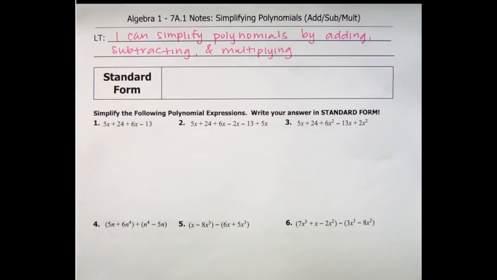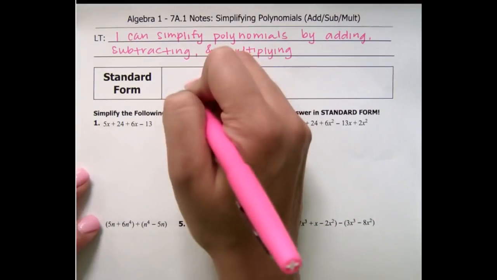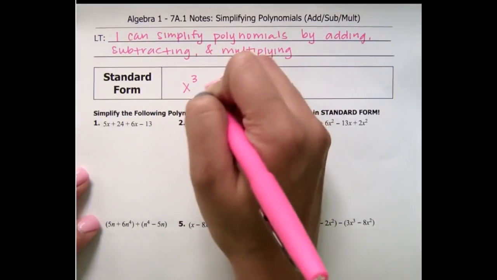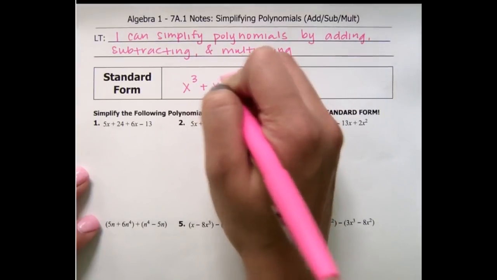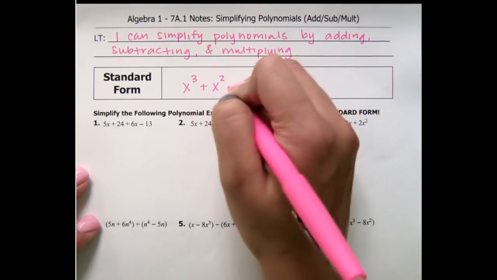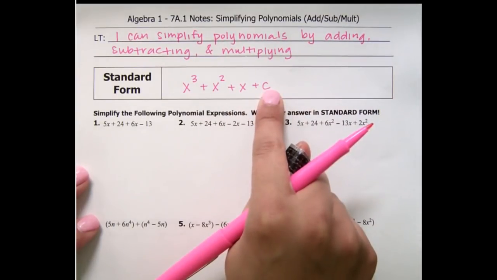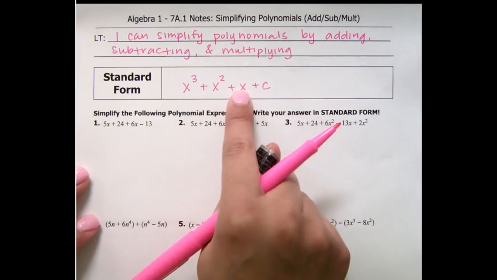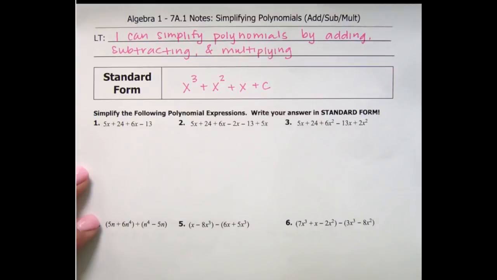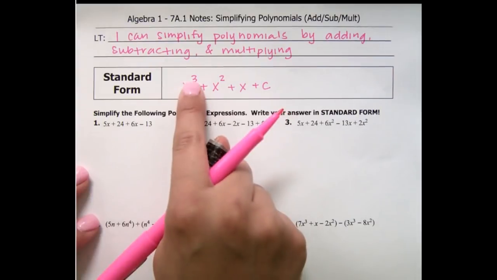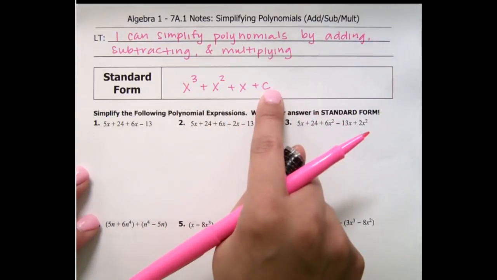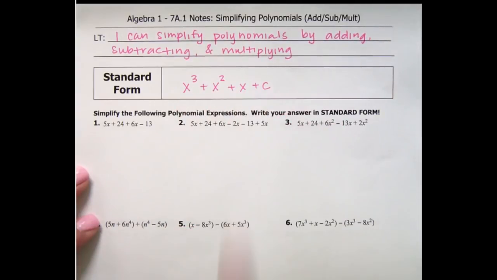So the standard form of a polynomial is something like this: x cubed plus x squared plus x plus c. C is going to be a number. The other terms are always going to have a variable. The important thing about standard form is that they go in descending order, meaning you have to look at the exponent and they have to go from biggest to smallest. So in this example, it goes 3, 2, 1, none, because this one does not have the x variable.